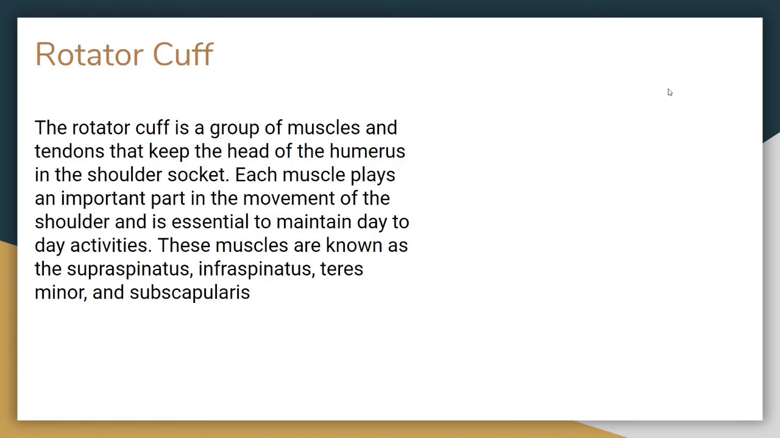The rotator cuff is a group of muscles and tendons that keep the head of the humerus in the shoulder socket. Each muscle plays an important part in the movement of the shoulder and is essential to maintain day-to-day activities. These muscles are known as the supraspinatus, infraspinatus, teres minor, and subscapularis.